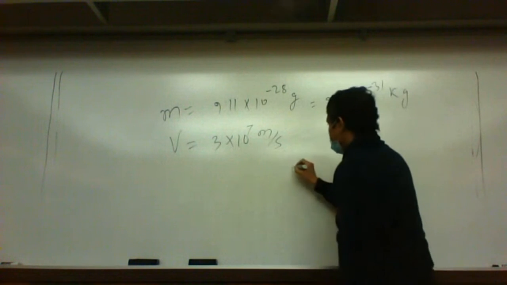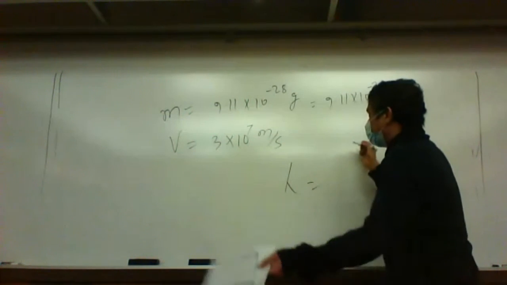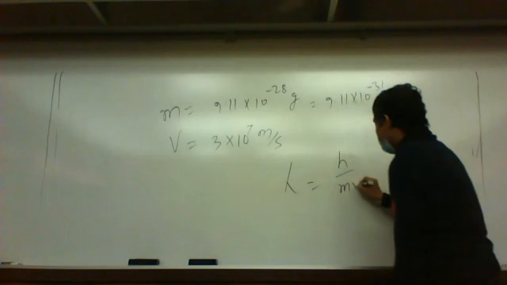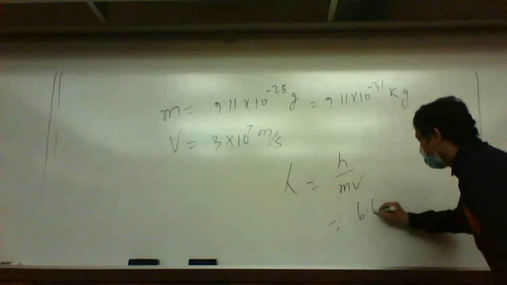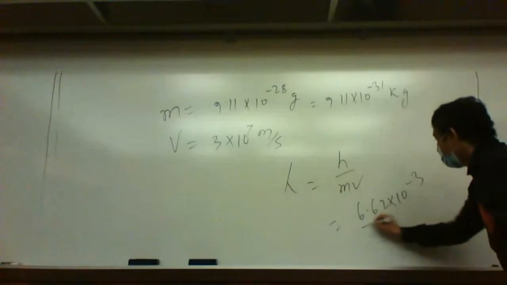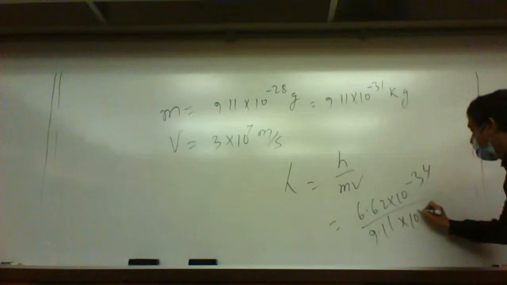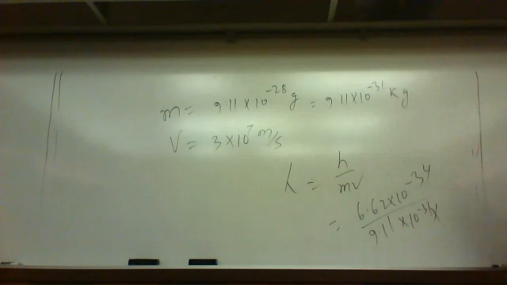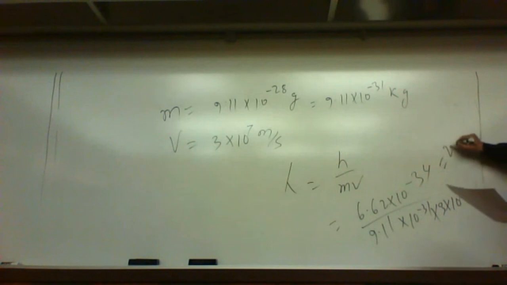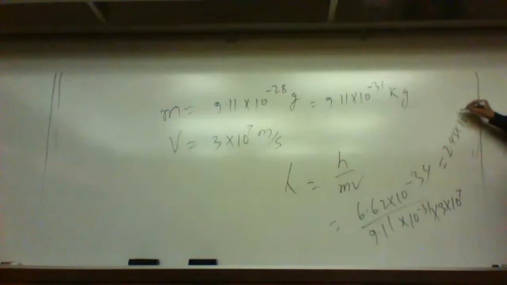So calculate the wavelength. Now the wavelength lambda of that electron is equal to h by mv. The value of h is 6.62 times 10 to the power minus 34. Mass of the electron is 9.11 times 10 to the power minus 31. Velocity of that electron is 3 multiplied by 10 to the power 7. So put these numbers in the calculator and you will get the number. How much do you get? 2.43 times 10 to the power minus 11. 10 to the power minus 11 is not that small a number. It's a pretty big number.